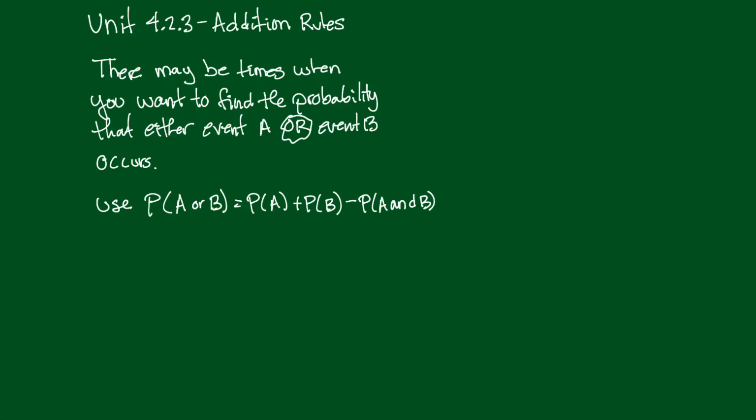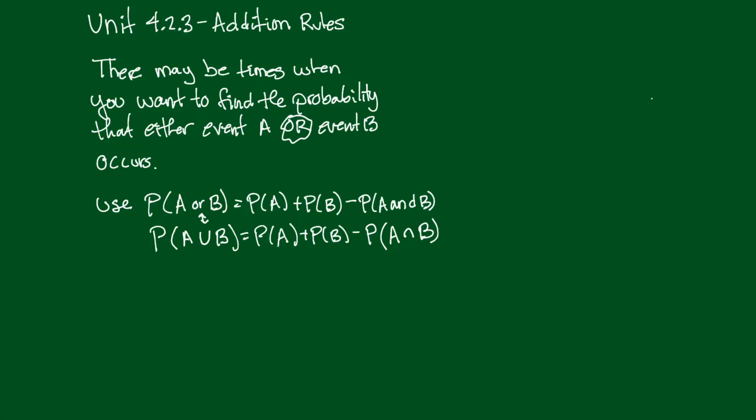I'm going to change the notation just a little bit. The probability of A, now the symbol for OR is this union sign, B. All right, so these are the same, and that would be the probability of A plus the probability of B minus, and you may remember from the last section on multiplication rules, AND was that symbol right there.